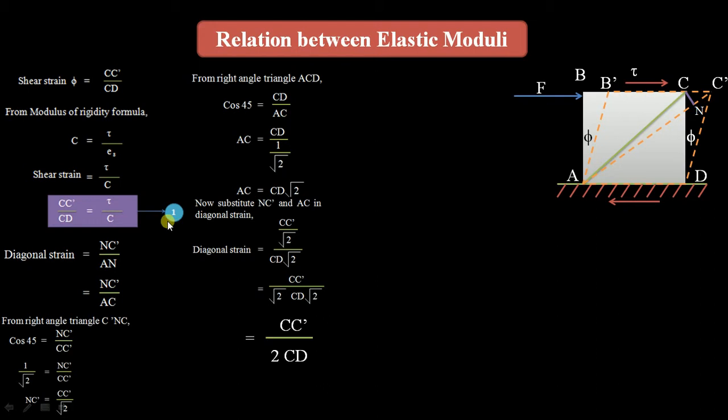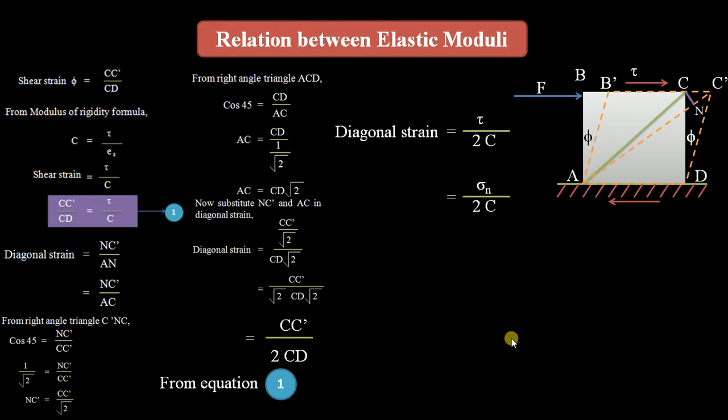Now go to equation 1. From equation 1, CC dash by CD is equal to tau by C. So in place of CC dash by CD, we write tau by C. Now diagonal strain is equal to tau by 2C, and it can again be written as sigma n by 2C.